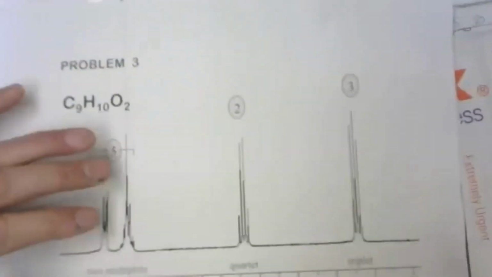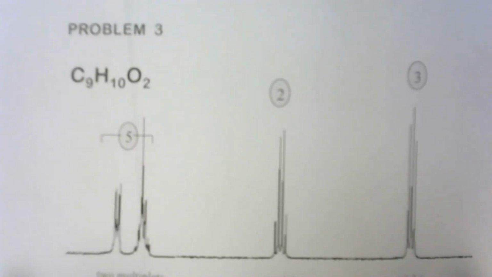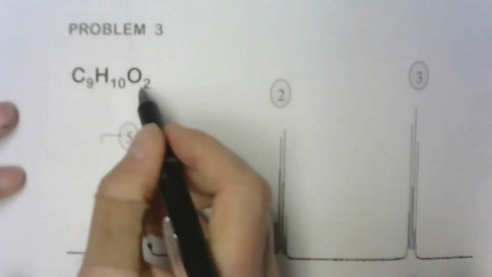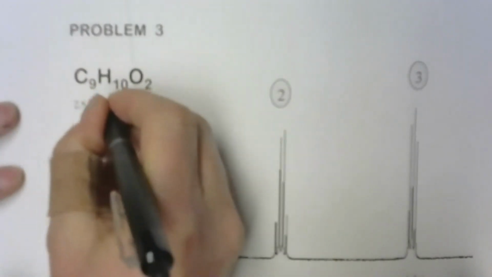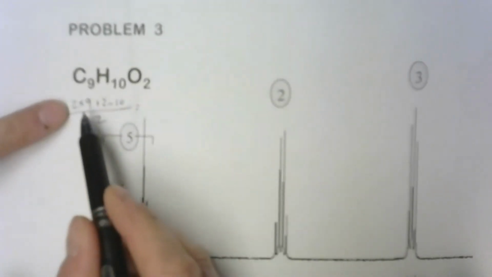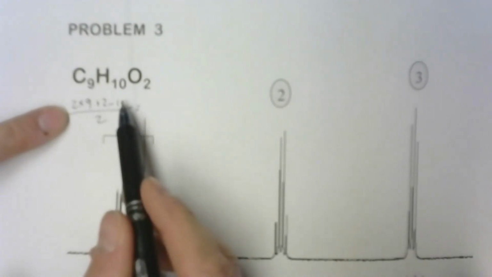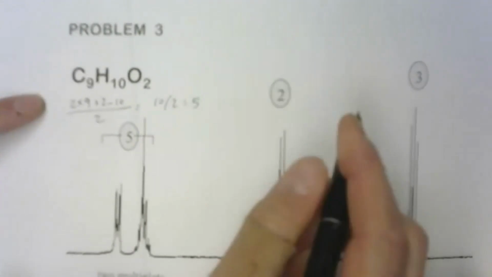Okay, what's our first step? UN. You should all be experts at UN by now, I hope. Ignore the oxygens. It's 2 times 9, plus 2 before, minus 10, all over 2. That's 18, 19, 20. 20 minus 10 is 10, divided by 2 is 5.